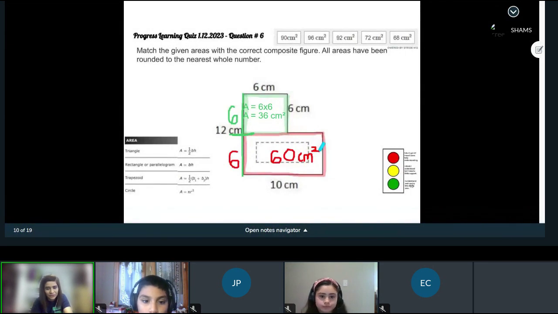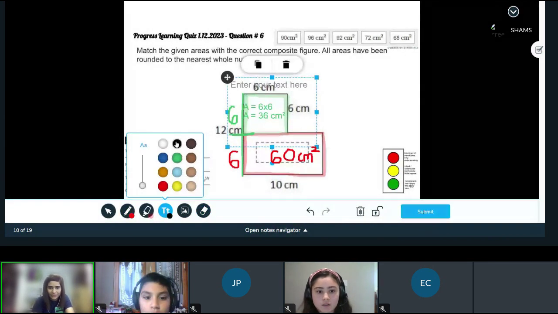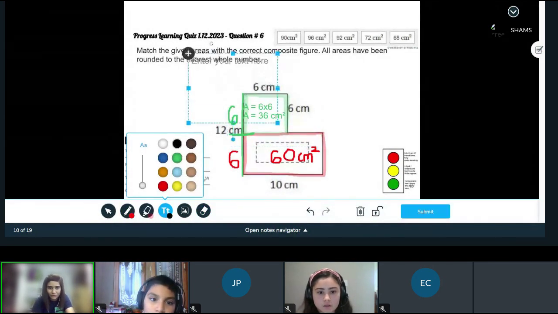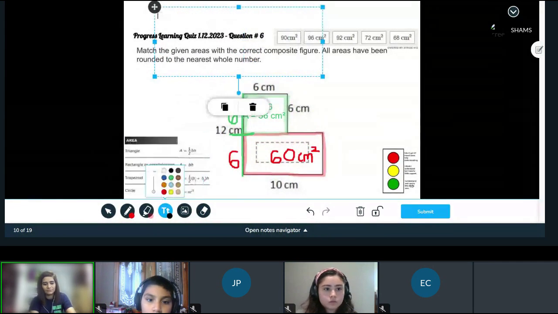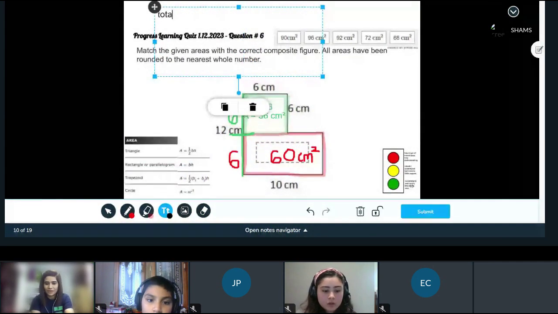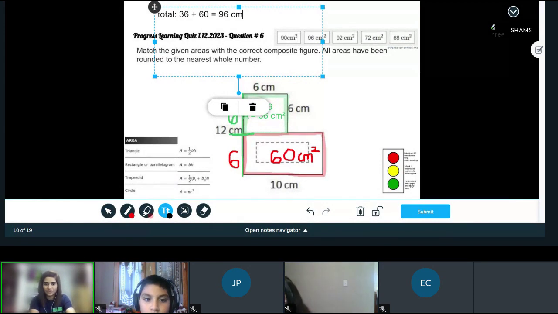In order to find the total area, you will combine them, like how you do in any composite figure. So I'm going to find the total area by adding 36 plus 60. And you get a total of 96 squared centimeters.